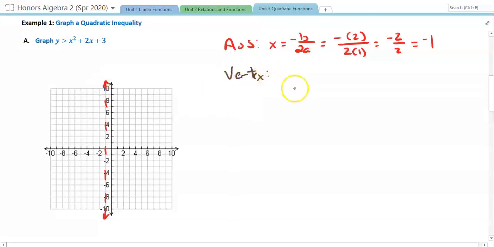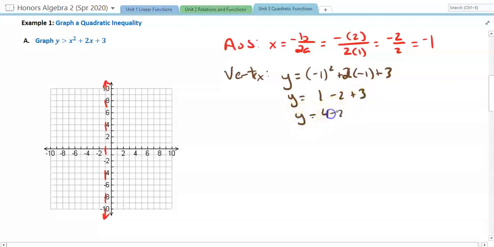Remember, we're going to plug that back in to find our vertex. We set y equal to it for the moment so we can find the vertex. Plugging in negative 1 squared plus 2 times negative 1 plus 3, y is equal to 1 minus 2 plus 3, so y is equal to 2, which means my vertex is at (negative 1, 2). Next, my y-intercept has to be 3 because I'm in standard form, and we'll reflect that point across the axis of symmetry, 1 unit right, so 1 unit left.